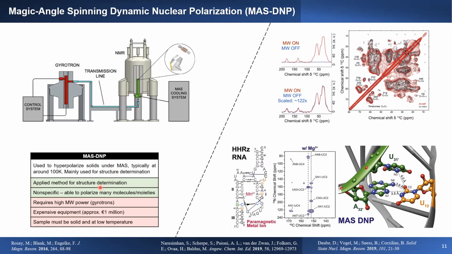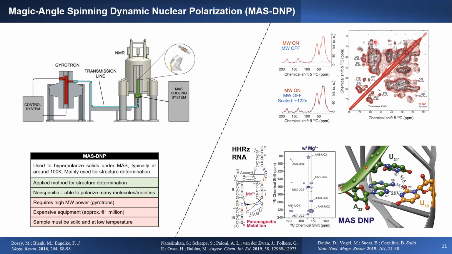So, there are some great advantages to this technique. I think the fact that it's quite non-specific is a big advantage. So you can essentially freeze more or less anything with a free radical and polarize it in this way. And it's used at the moment for structure determination, but it has some drawbacks in that, quite clearly, the equipment requirements are relatively expensive. But nevertheless, people have done in-cell NMR, where they've frozen eukaryotic cells and spun them and applied microwaves to generate these enhanced spectra.